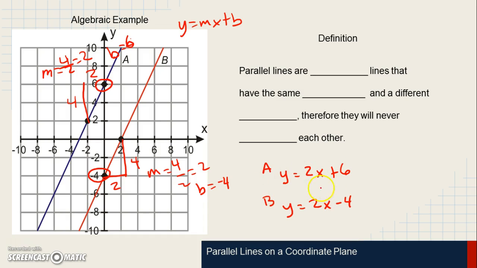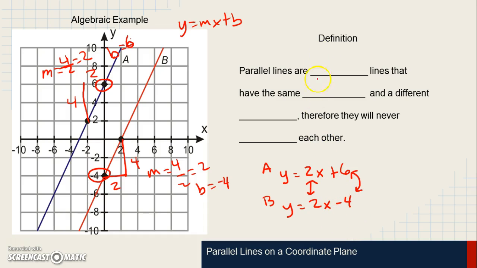So here are the two equations, and then here are the lines of these two equations, and it's fairly obvious now that the two equations have one thing in common and one thing that is different. The thing that they have in common is they both have the same slope or rate of change. They're both changing at the same rate. And the thing that is different is the y-intercept. The y-intercept for line A is 6, and the y-intercept for line B is -4.